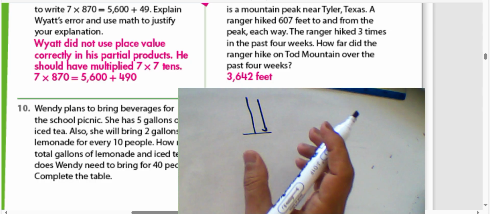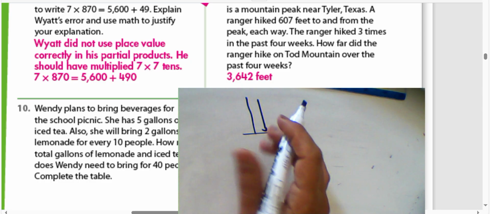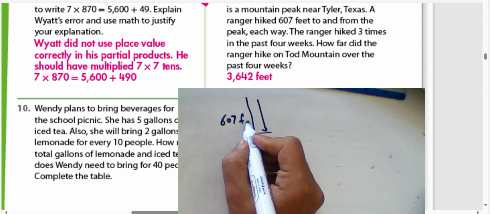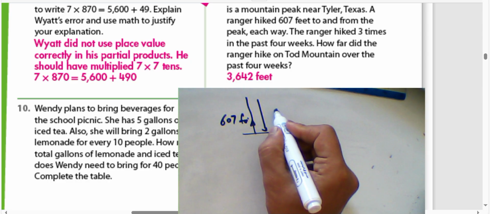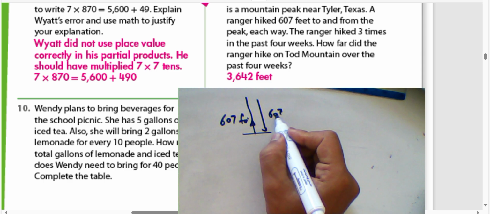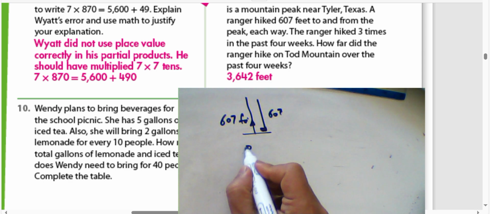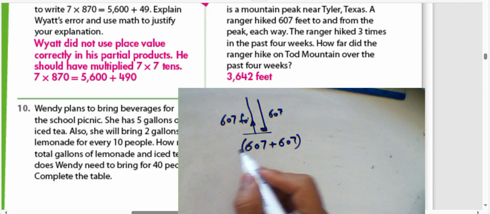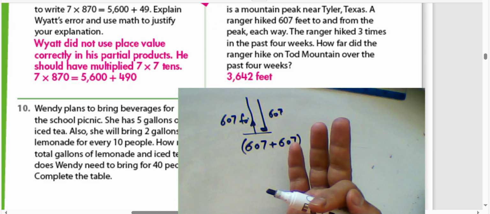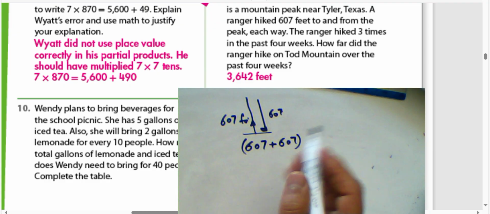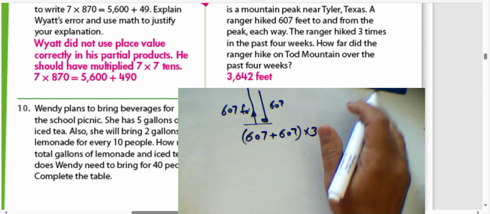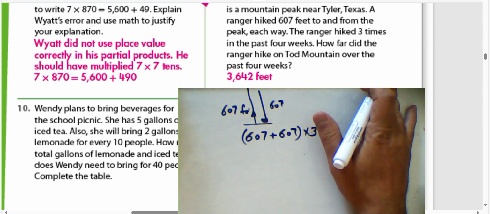The mountain peak near Tyler, Texas. The ranger hiked 607 feet up and also 607 feet down. We can add together 607 plus 607, and we can find the distance at 3 times in the past 4 weeks, then multiply by 3. You can add together here to find the result.